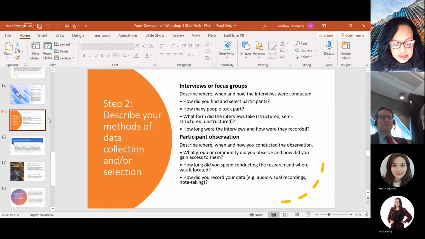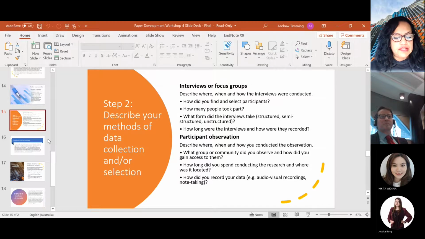Another example could be participant observation, and if you have done that, then describing where, when, and how you conducted the observation, what group or community did you observe, how did you gain access to them, how long did you spend conducting the research, and where it was located. You would also want to comment on how did you record your data, meaning did you use audiovisual recordings or did you take notes and so forth.